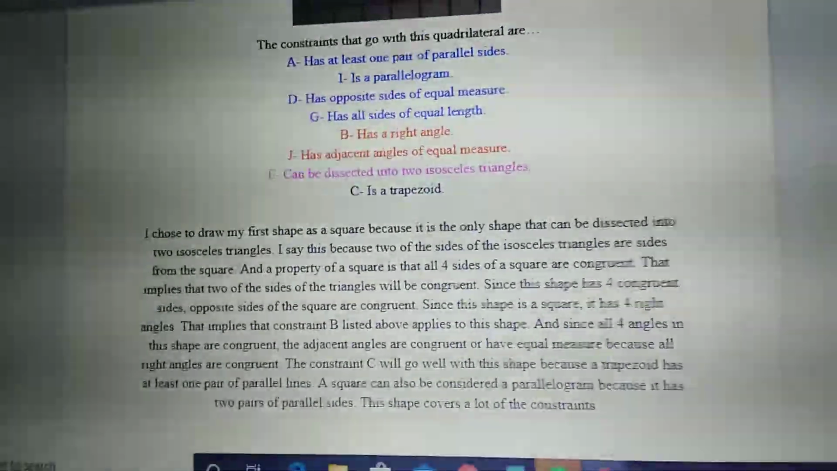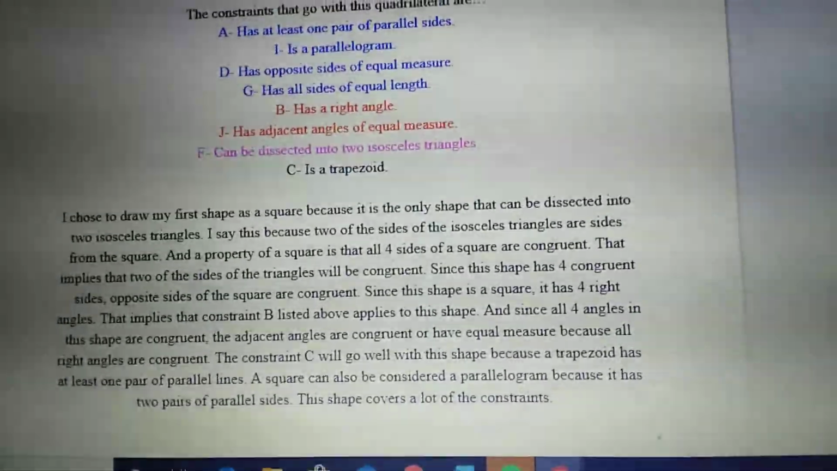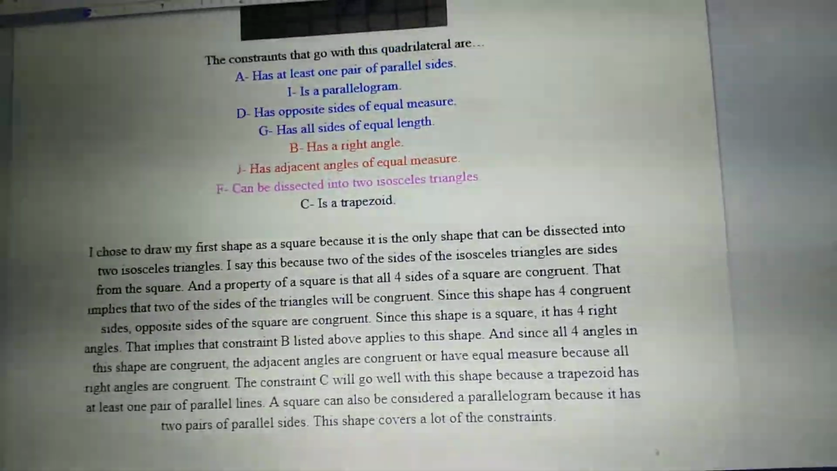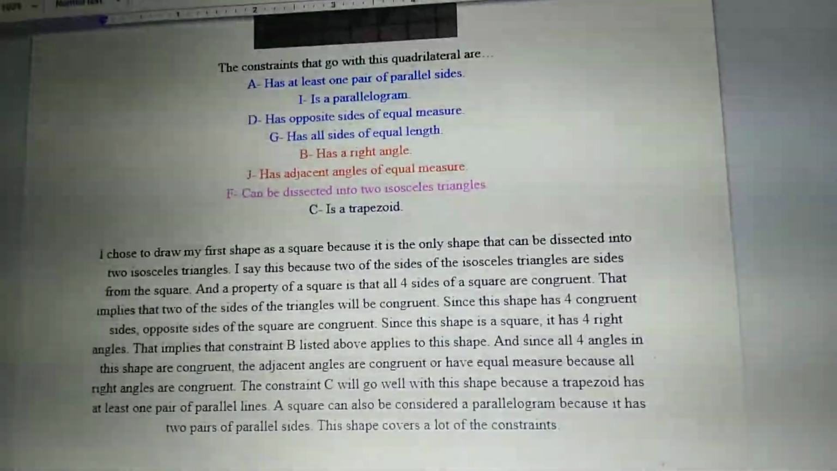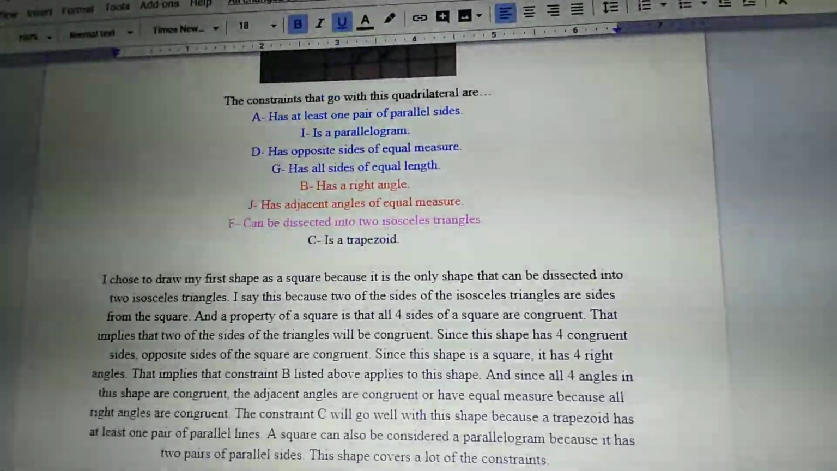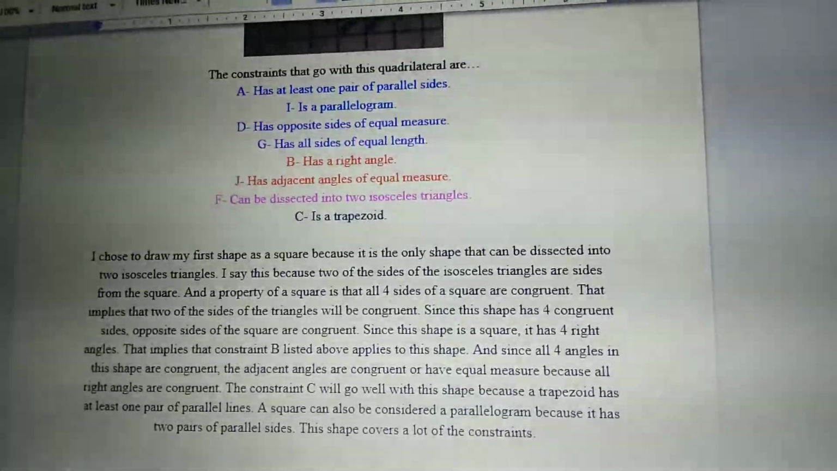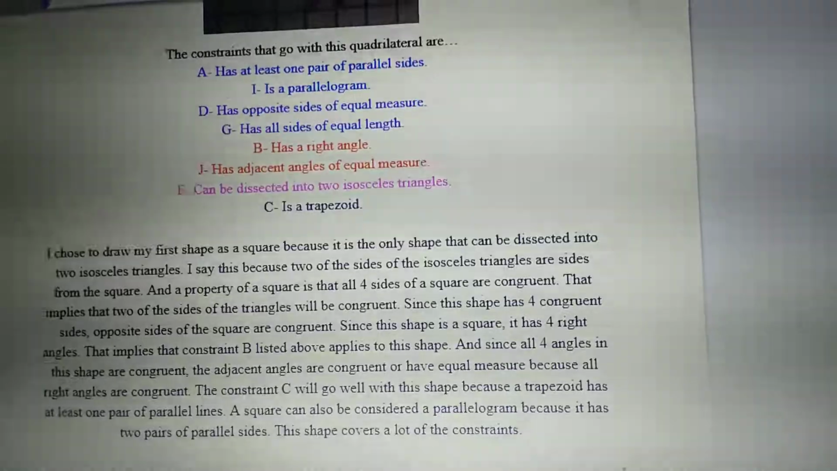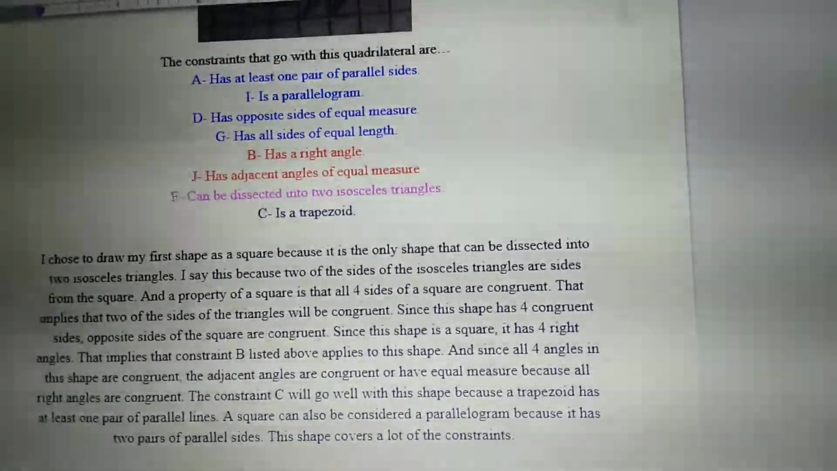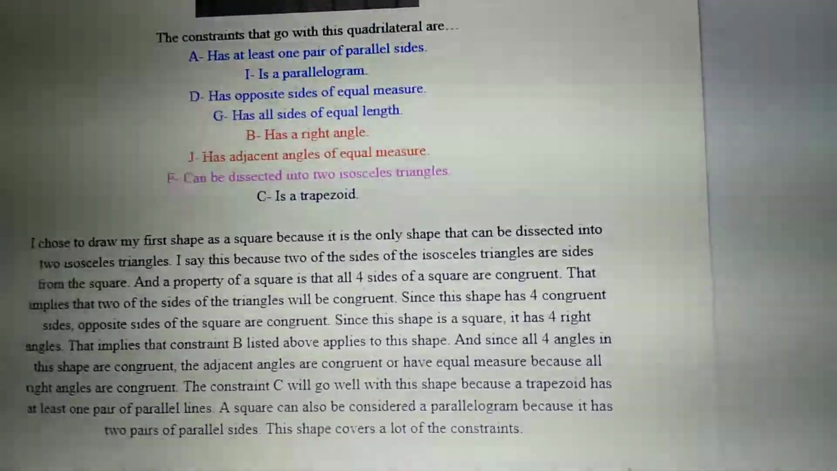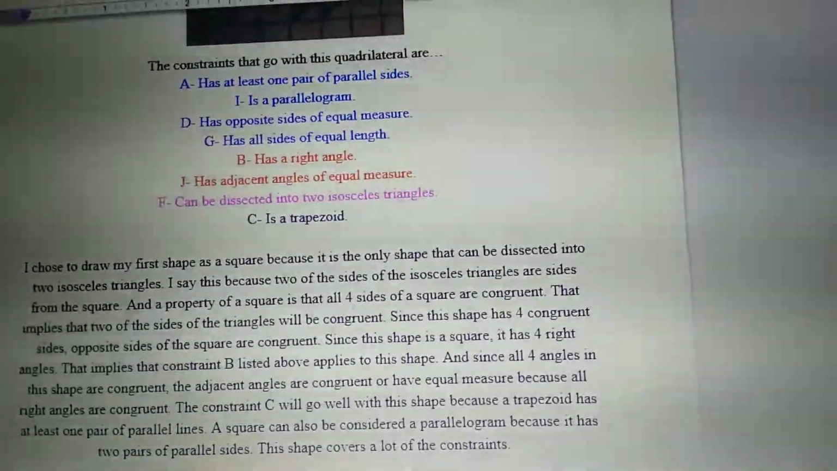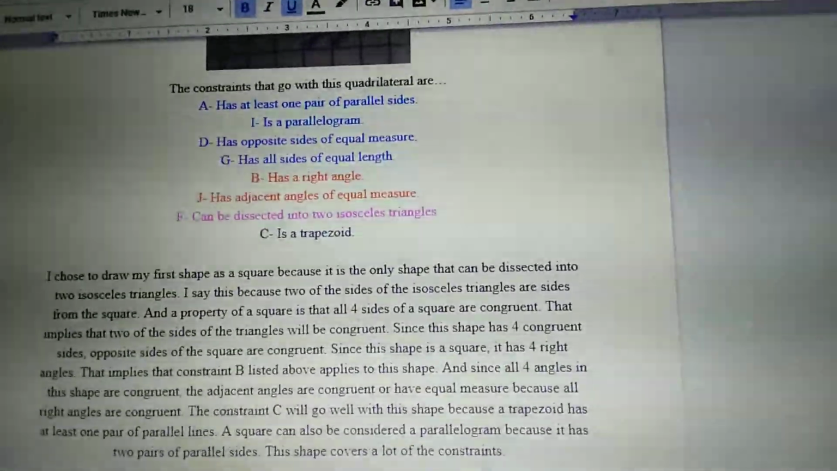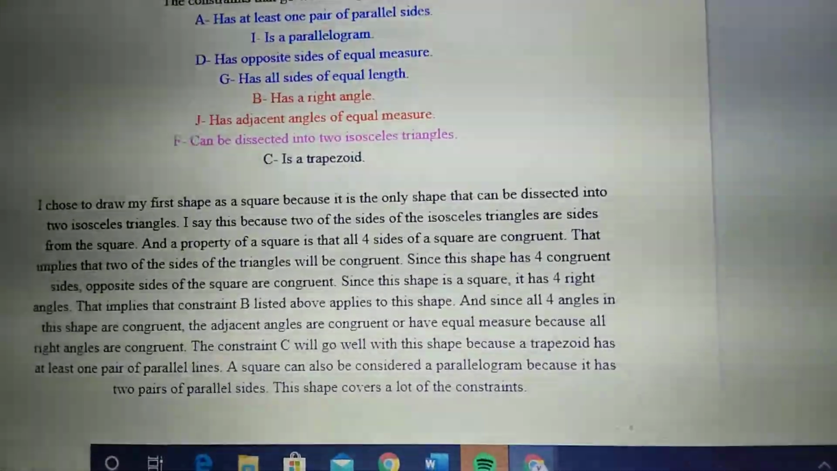I chose to draw my first shape as a square because it's the only shape that can be dissected into 2 isosceles triangles. Why? Because 2 of the sides of the isosceles triangles are sides from the square. And a property of a square is that all 4 sides are congruent. And interestingly, that is a constraint. That implies that 2 of the sides of the triangles will be congruent, and that automatically means that it is an isosceles triangle.